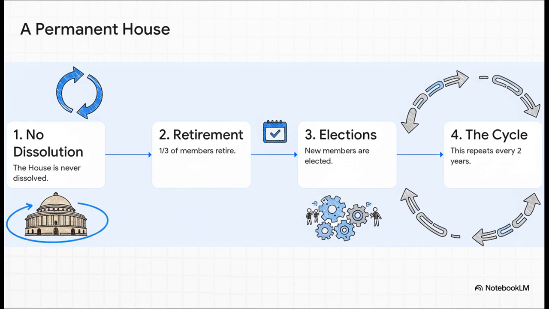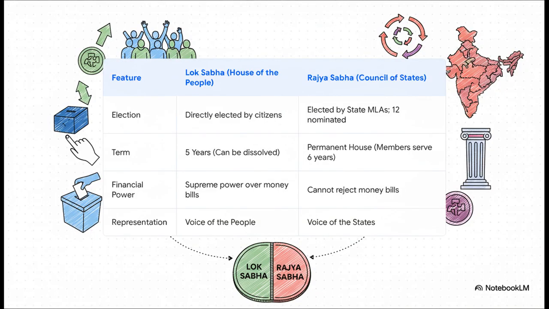It just keeps going. It works on this really neat cycle where a third of its members retire every 2 years and new ones are elected. The whole point is to have stability and continuity, even when the country is in the middle of a general election.